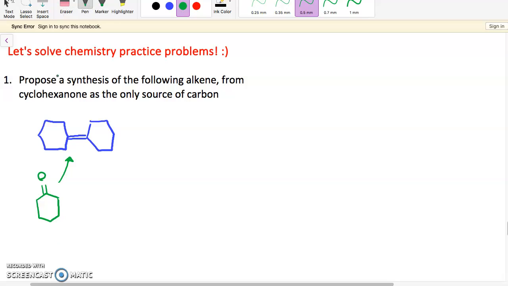Okay, if I compare the starting material with the product, I can see I have two rings in the product, whereas I only have one ring in cyclohexanone. So there must be a carbon-carbon bond formation, and one of the easiest methods that I know to do carbon-carbon bond formation or add another ring to this ring is probably through a Grignard reagent. Now this might not end up working, but that would be my first guess, and that's where I would start.